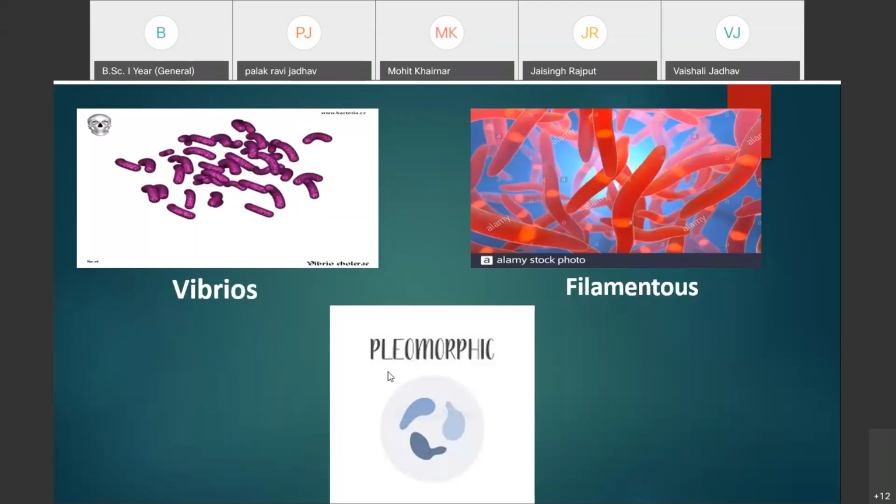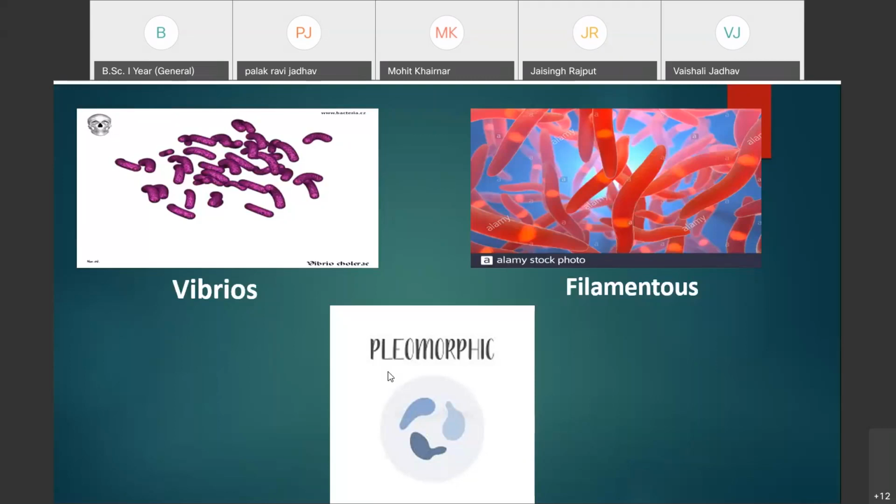In the MCQ, it may be asked as: the bacteria which are capable of changing their shape and size are called as. The options will be rod shaped bacteria, then cocci shaped bacteria, third one is the spiral bacteria, and the fourth one is the pleomorphic. Pleomorphic type of bacteria are those bacteria which are capable of changing their shape and size temporarily in response to the changes in the surrounding environmental conditions.